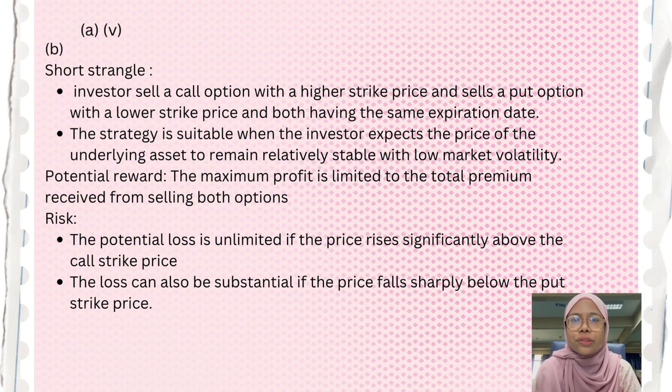And the strategy is suitable when the investor expects the price of the underlying asset to remain relatively stable with low market volatility. So the potential reward is the maximum profit is limited to the total premium received from selling both options. So the risk is the potential loss is unlimited if the price rises significantly above the call strike price, and the loss can also be substantial if the price falls sharply below the put strike price.